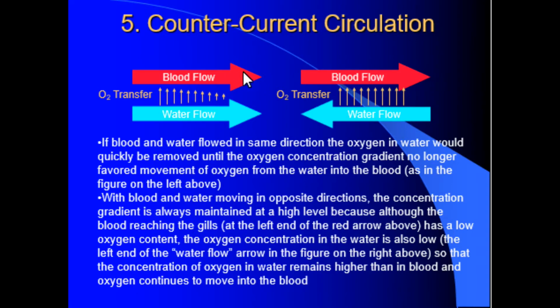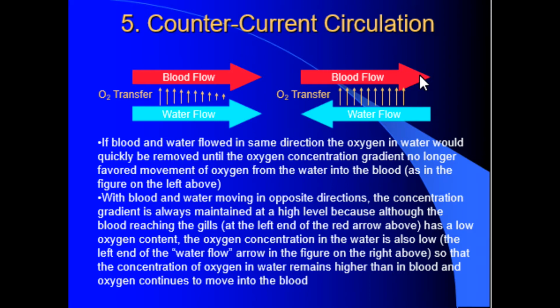So as the blood is flowing and the water is flowing, the gradient of oxygen in the water and the blood are becoming more and more similar. So the gradient that's driving movement of oxygen becomes less and less, and you have this decline in the amount of oxygen that's moving from water to the blood. Well, you want to maximize the transfer of oxygen to the blood.